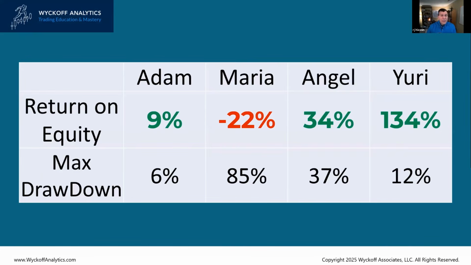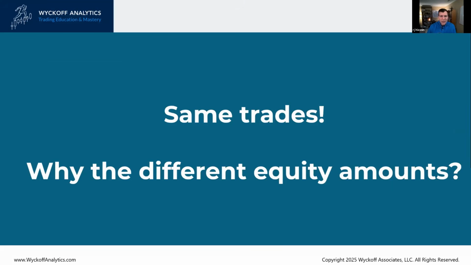Now consider the ratio between the return and the drawdown. Those range as well. Maria's was negative. Adam's was 1.5. Angel had about a 1-to-1 ratio, but Yuri, look at Yuri. He's got about an 11-to-1 return to max drawdown ratio. Interesting. So very different results. They all got the same trades, though. They all had the same sequence of R multiples and the same R multiples. Why the different amounts?